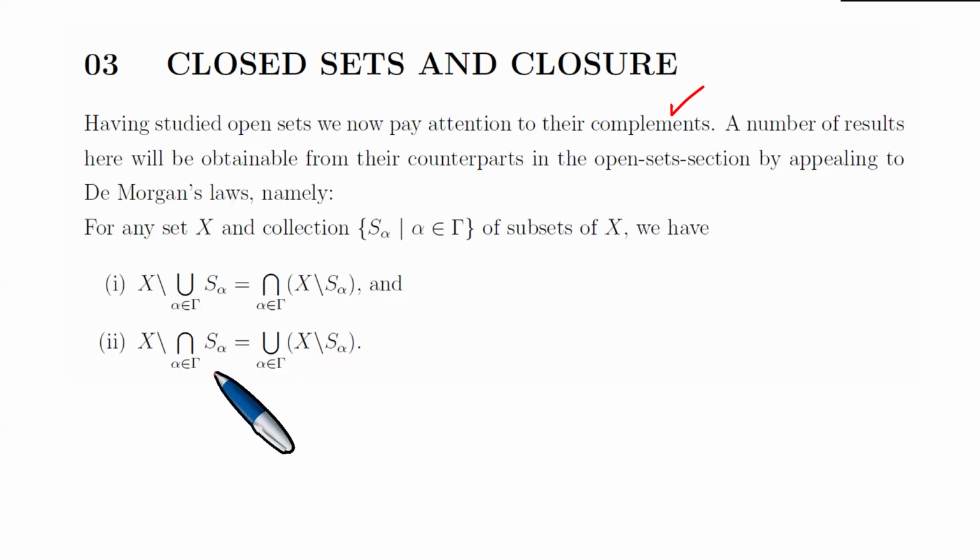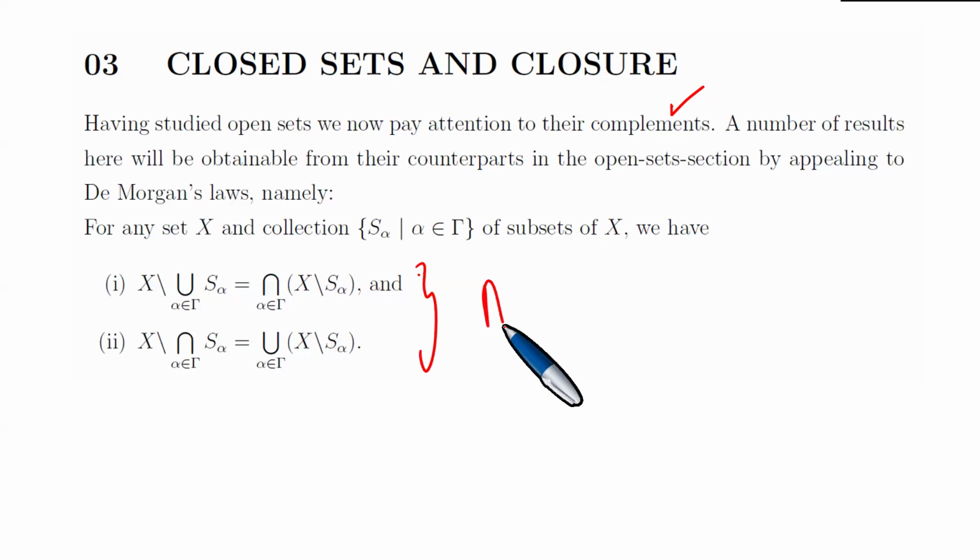We are able to see, therefore, that if you take the complement of the intersection, which is X minus the intersection, it becomes the union of the complements. And once again, this is what we call De Morgan's law, or in particular, both of them are what we call De Morgan's laws.